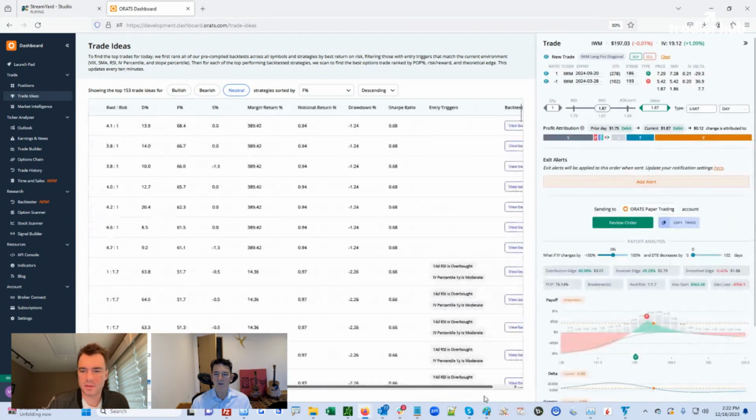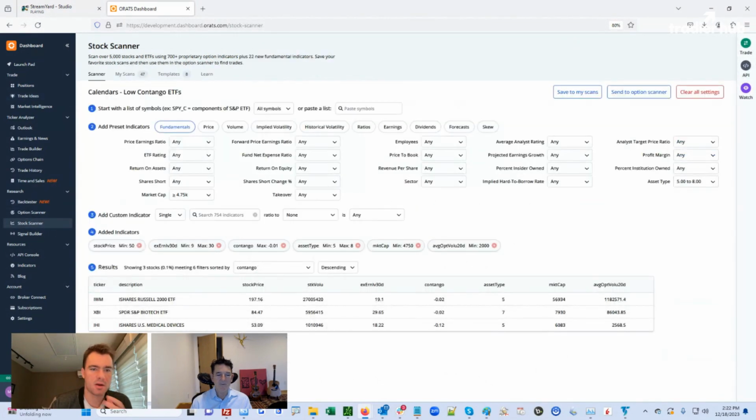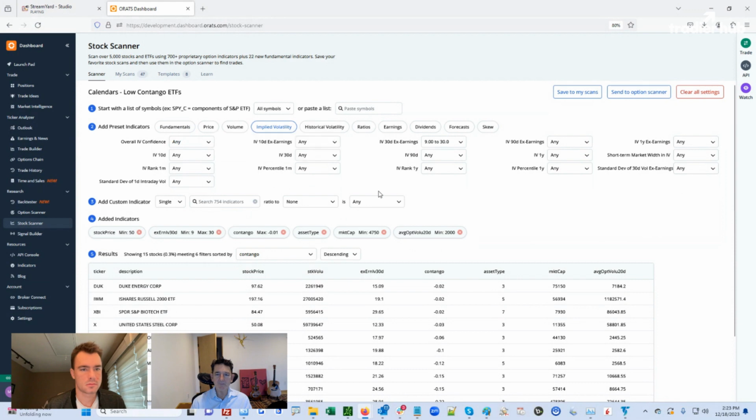In the stock scanner, how would we set those indicators to scan like 5,000 stocks? Yeah, so if we're doing stocks, then we take out the asset type, fundamental. And we could just make it display only, so it gets everything. And then we would say things like where the implied volatility percentile is low.